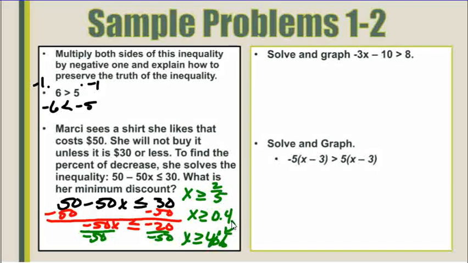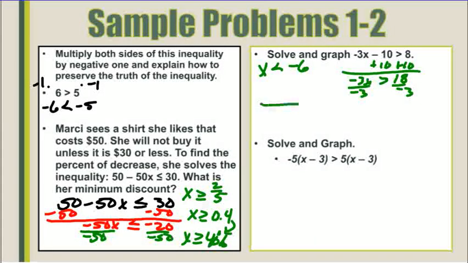Other problems here, solve and graph. We have -3x minus 10 is greater than 8. So I'm going to add 10 to both sides so I can get my -3x by itself. So this would give us 18. The x by itself, I divide by -3. Now I have x is now less than, because I divided by a negative number, a -6. The graph, put a -6 here. Open circle on -6, it's got to go to the left because smaller numbers go to the left.